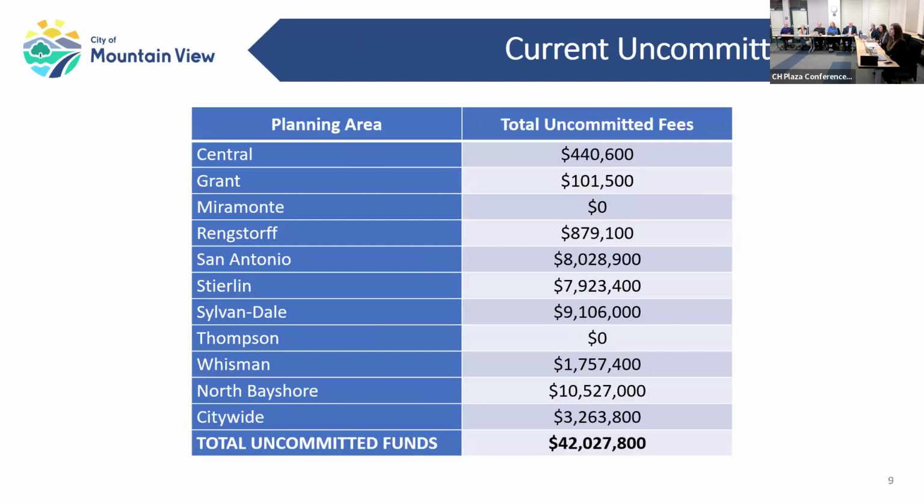And then this is an overview of our current uncommitted or available fees by planning area. As you can see, there are some planning areas that have little to no fees available, which of course is a challenge when we want to acquire land in those areas or when we want to develop new projects or renovate. So this is again just another reason why we are utilizing our Parks and Rec strategic plan and the upcoming nexus study to explore different funding strategies for parkland projects.